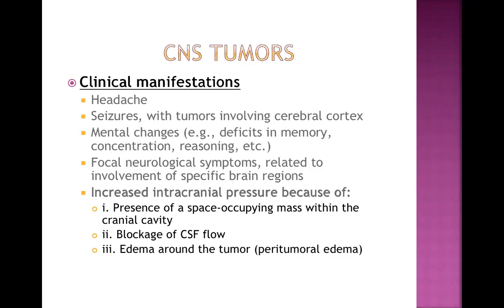Now, why would raised intracranial pressure be there? The reason is the presence of a space occupying mass within the cranial cavity. We are talking about brain tumor now. As a result of blockage of CSF flow, because of the mass which is blocking the CSF flow, which is more common in infratentorial tumor, and edema around the tumor, also known as peritumoral edema, because of the pressure. So these all can lead to high intracranial pressure, which can lead to herniation of the brain and can lead to death.